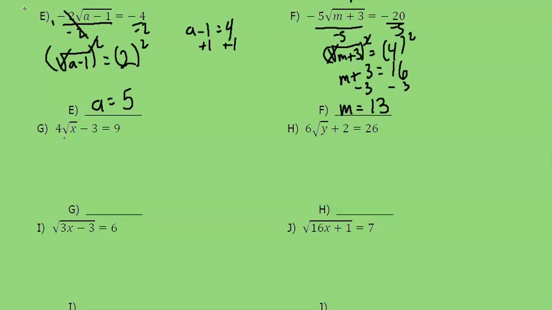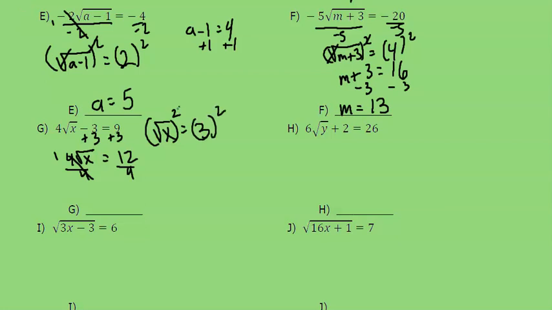G. 4 times the square root of x minus 3 equals 9. To isolate this radical, we first add 3 to each side. So 4 square root x equals 12. Divide each side by 4. You have the square root of x equals 3. Exponentiate each side by 2. And then you have the solution, x equals 9.